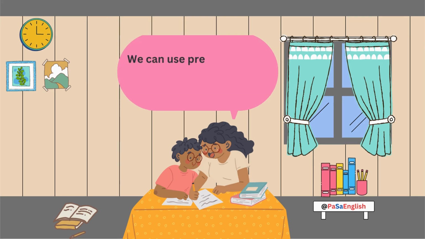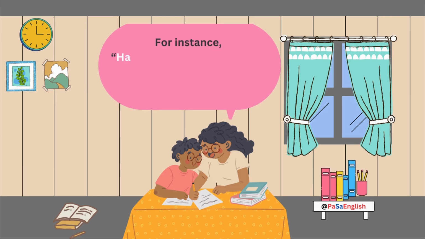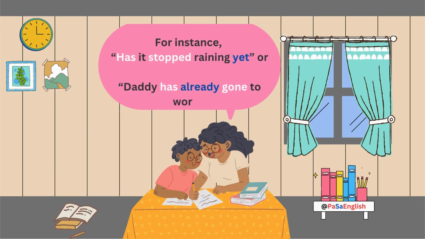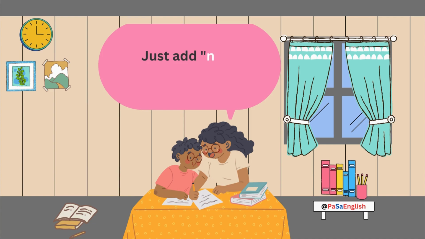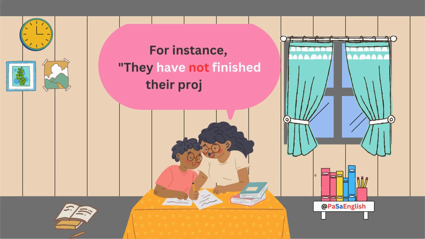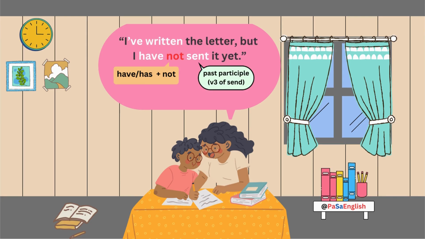We can use present perfect with just, already, and yet. For instance, has it stopped raining yet? Or Daddy has already gone to work. What about negative sentences? Just add not after have or has. For instance, they have not finished their project. Or I've written the letter, but I have not sent it yet.